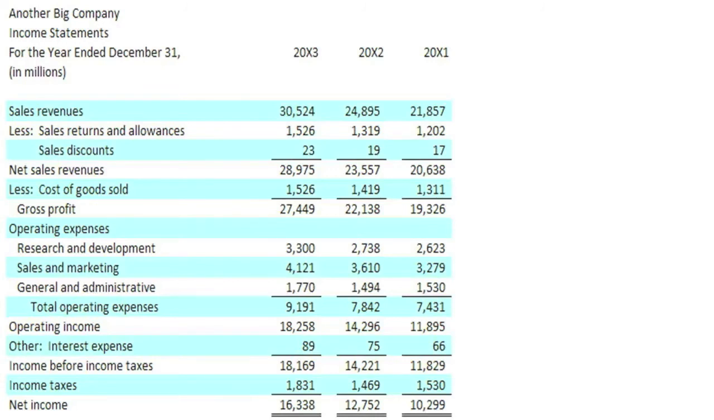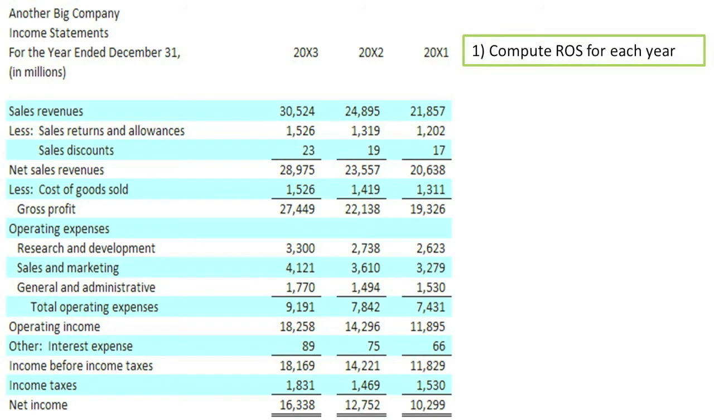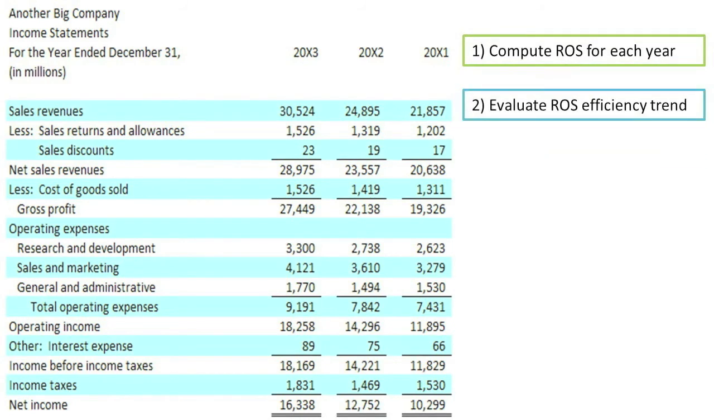Users often compute a company's ROS for multiple periods of time to assess whether the company is becoming more or less efficient. Why don't we have you assess ABC Company's efficiency by using its income statement below by computing its return on sales for each year 20x1 to 20x3 and determining whether it is becoming more or less efficient. Please stop this video now, make your computations, and perform your trend evaluation. Then start the video again for further discussion.